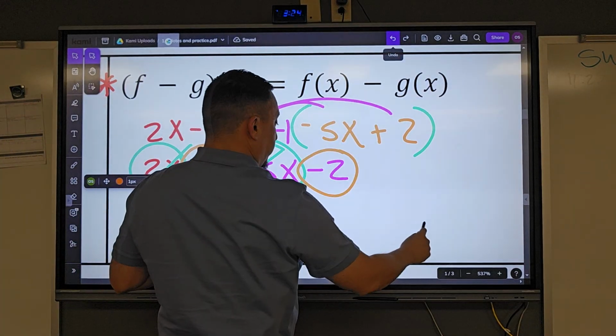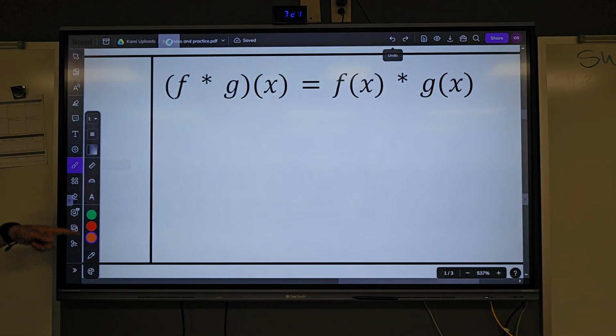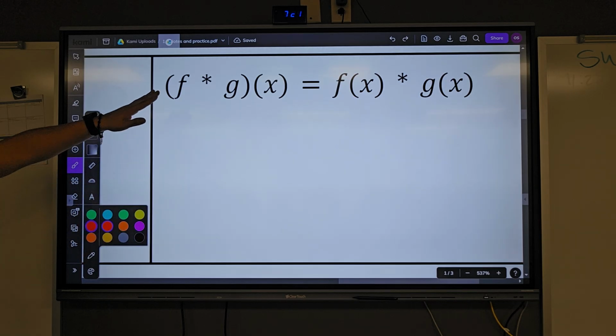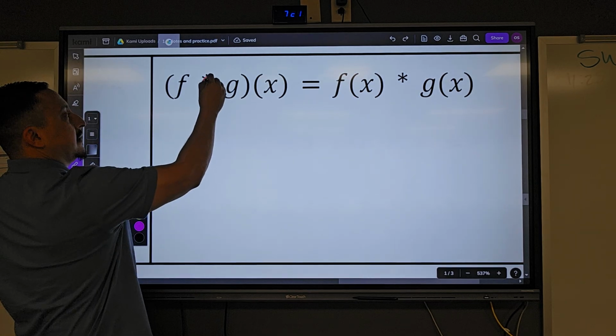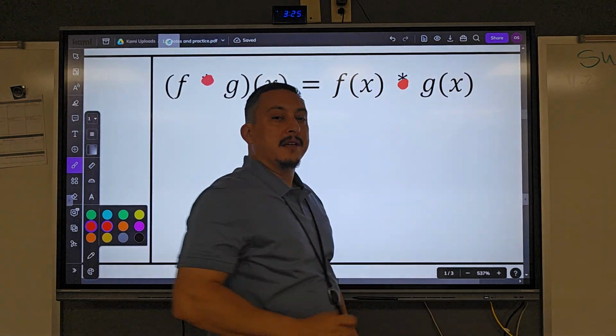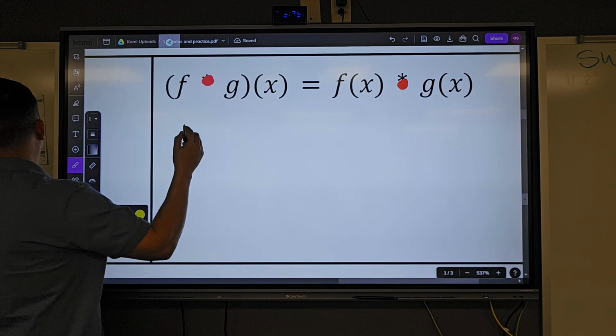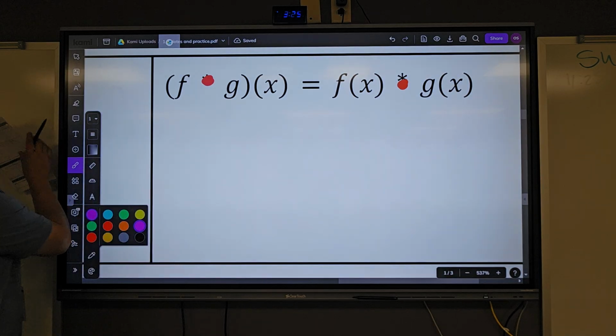Let's go on to the next one, which is multiply. Usually with multiplication, we don't use that asterisk, we use a solid dot in the middle, so go ahead and change that up, just so you can use the right one. And again, we're going to do F times G.